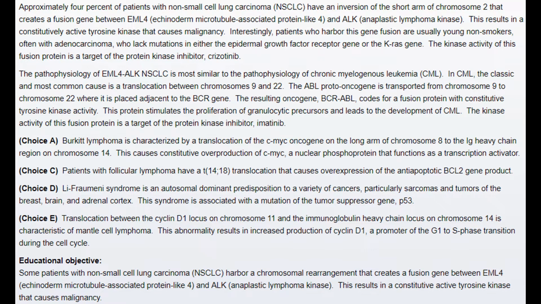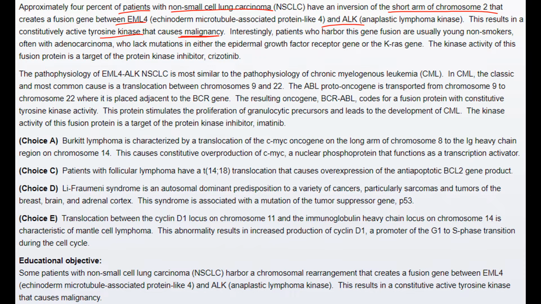Approximately 4% of patients with non-small cell lung carcinoma have an inversion of the short arm of chromosome 2 that creates a fusion gene between EML4 and ALK. This results in a constitutively active tyrosine kinase that causes malignancy.